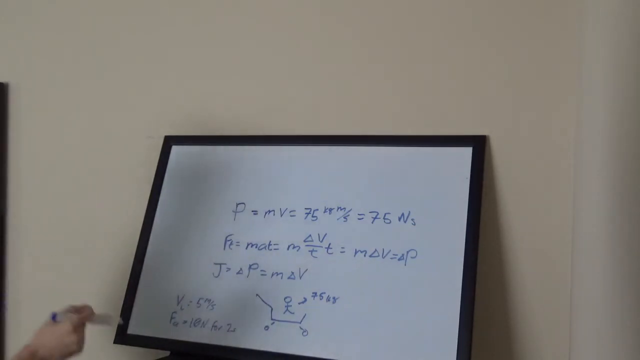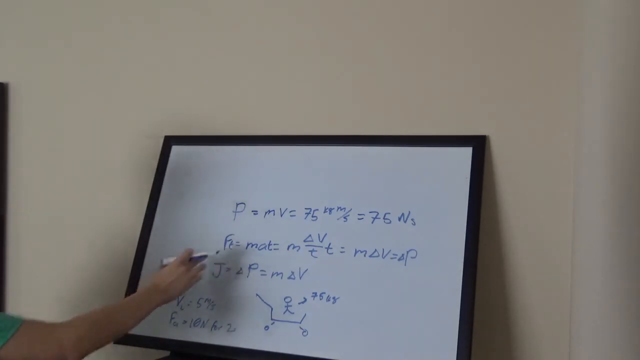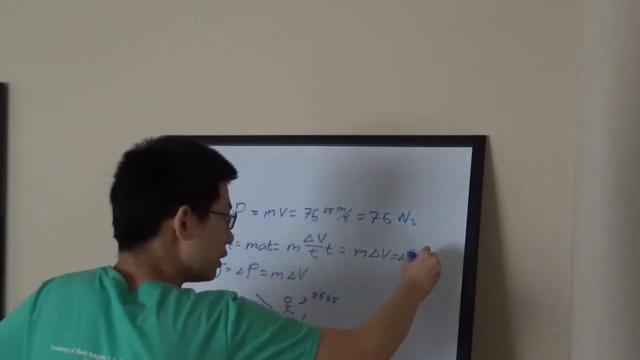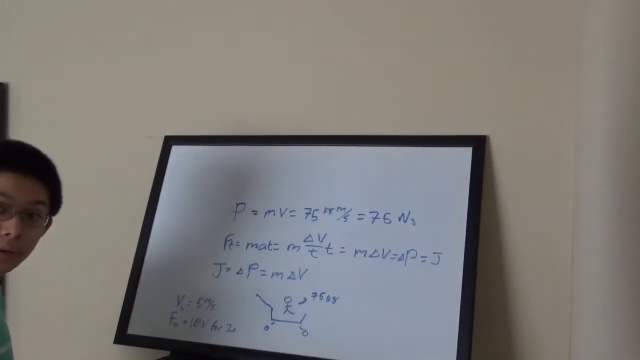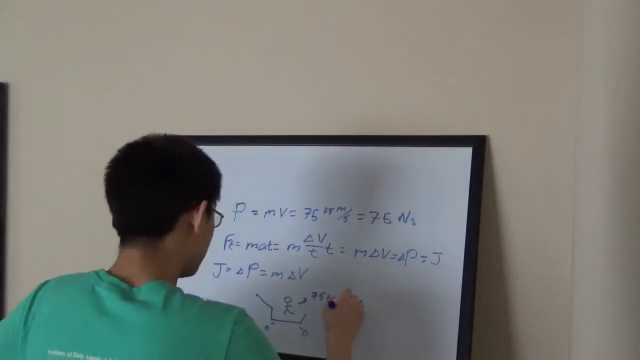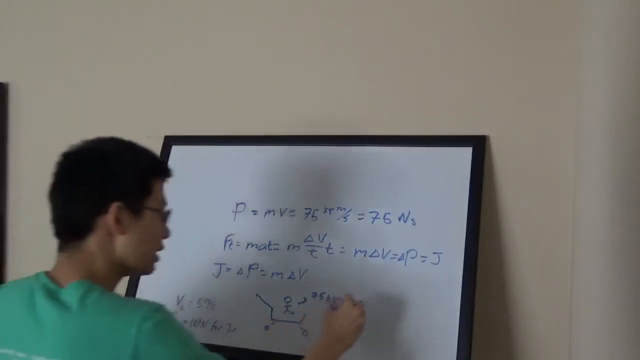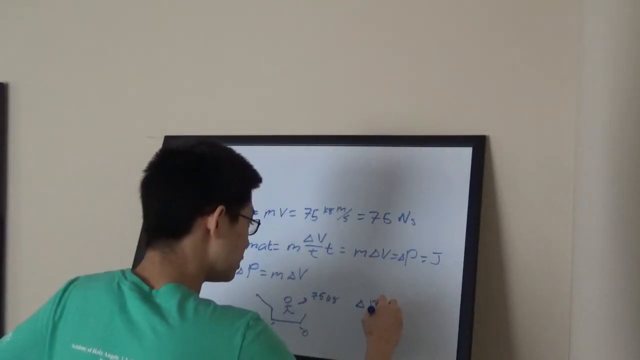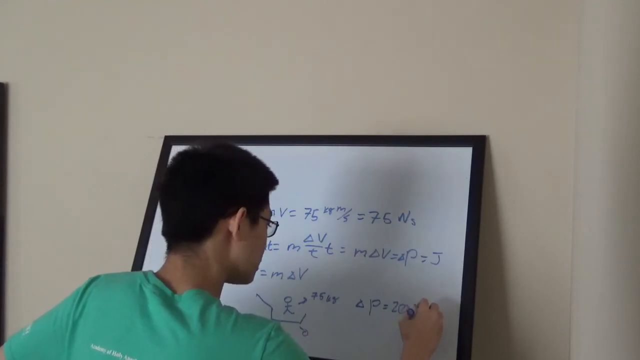Now I want to find my final momentum. Well, how do I do that? F times t is equal to my impulse, so I can find my change in momentum. My change in momentum is F, 10 newtons, times t, 2 seconds, so it is equal to 20 newton seconds.